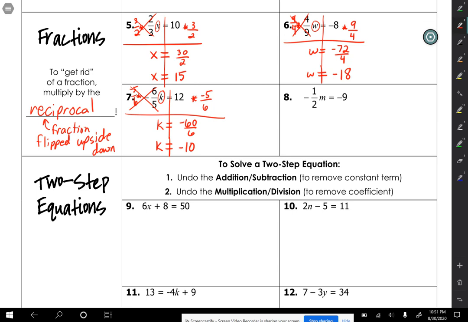-1/2 times m equals -9. Okay. I want m to be by itself, so I'm going to multiply by -2/1 on both sides.